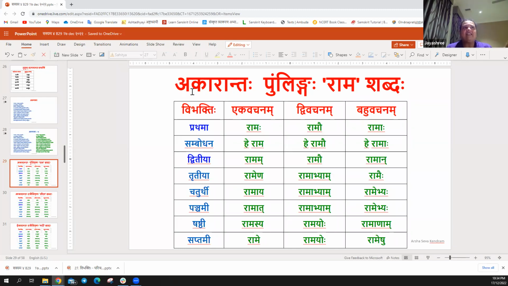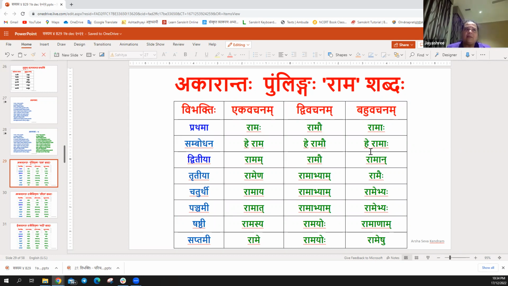Here we had to start with Akaranta Pullingaha Rama Shabdaha and then start everything. Pratama Vibhakti Ramaha Ramau Ramaha. Sambodhana He Rama He Ramau He Ramaha. Dvitiya Ramam Ramau Raman. Tritiya Ramena Ramabhyam Ramaihi. Chaturthi Ramaya Ramabhyam Ramebhyah. Panchami Ramat Ramabhyam Ramebhyah. Shashti Ramasya Ramayoho Ramanam. Saptami Rame Ramayoho Rameshu.